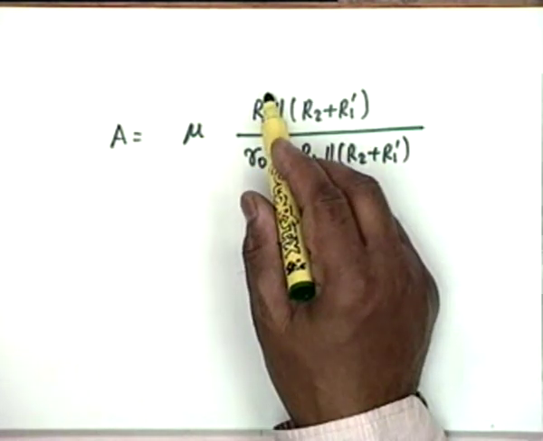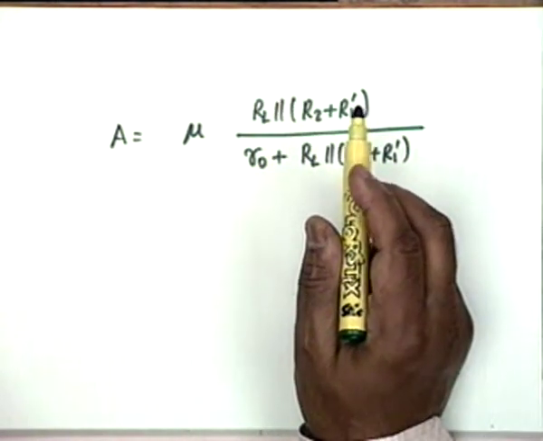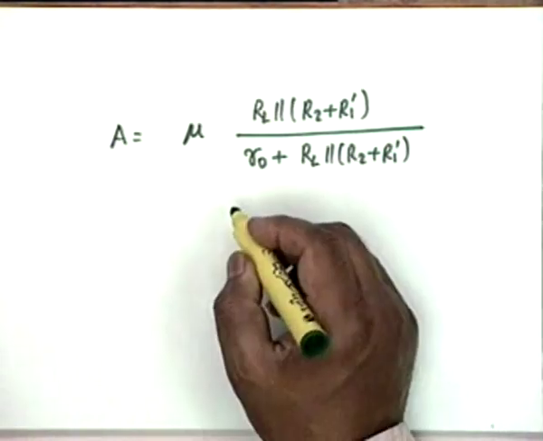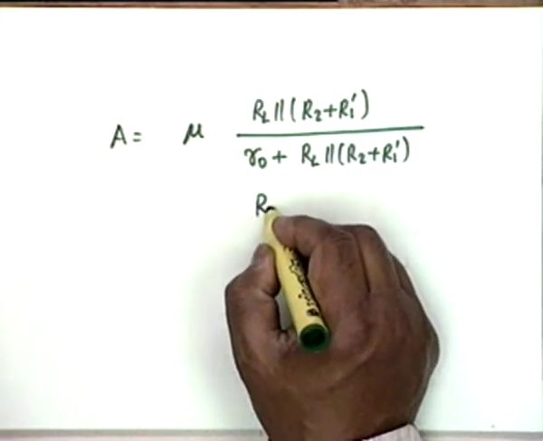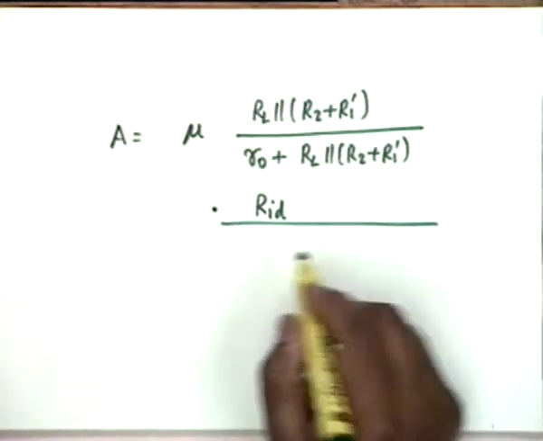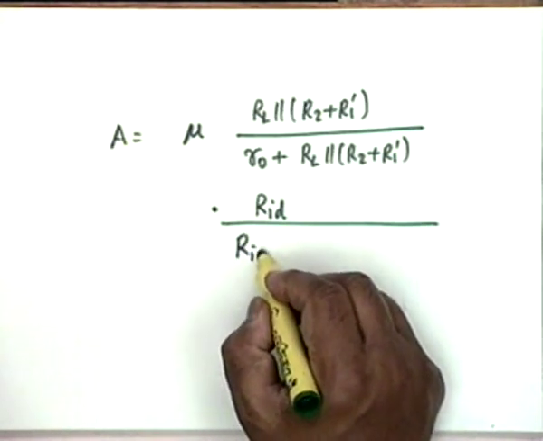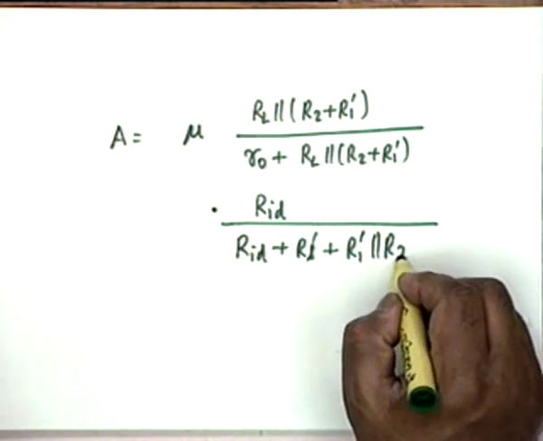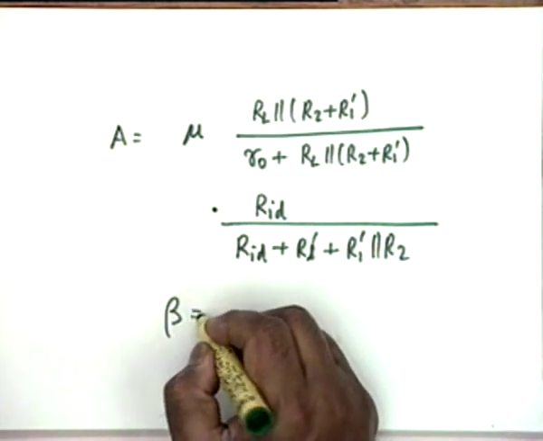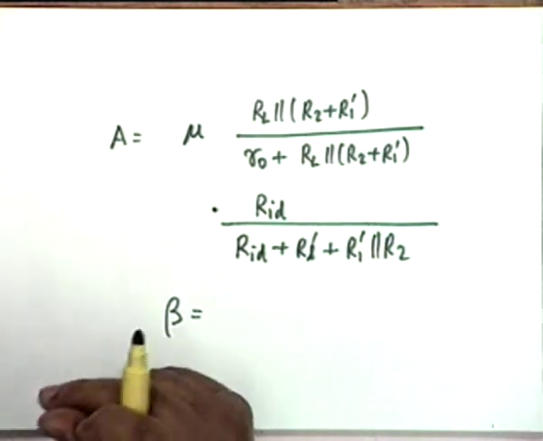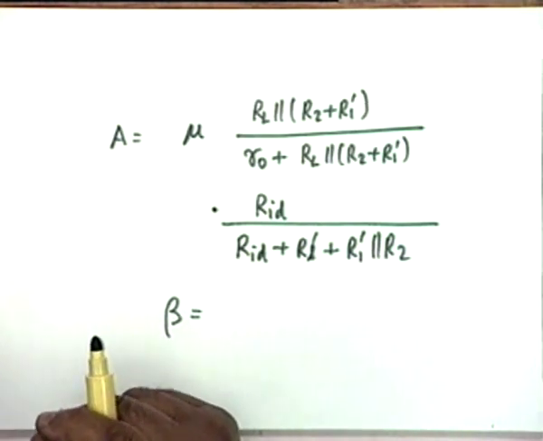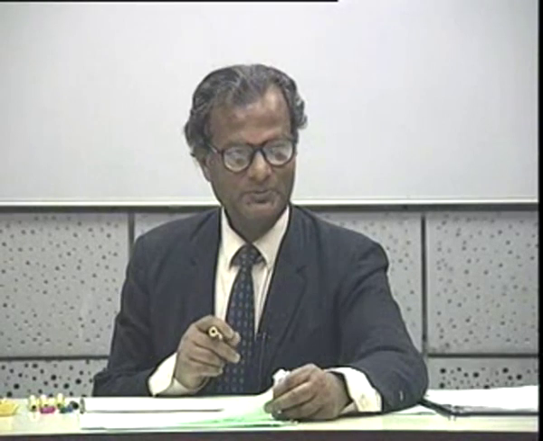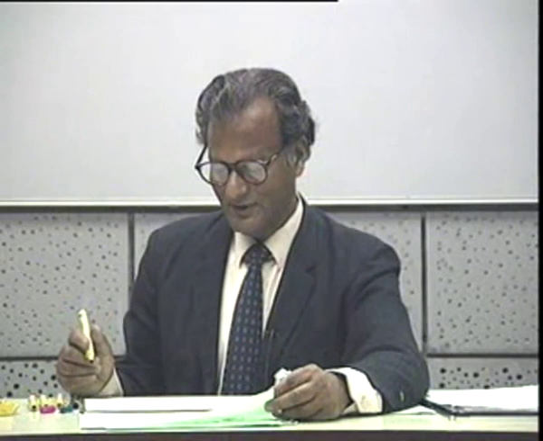This is mu times this multiplied by Vi, but what is Vi? Vi is Rid divided by Rid plus Rs prime plus R1 prime parallel R2. So, we know A, we know beta, and everything else about the circuit is known. Agreed? The problem is what we have found out.